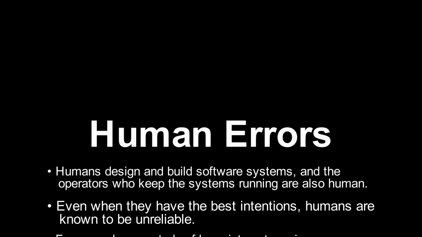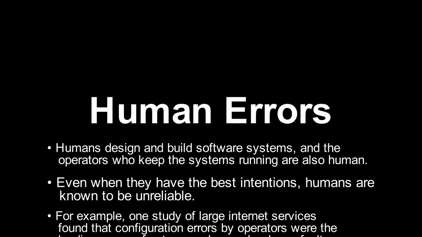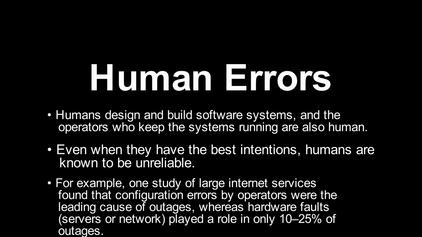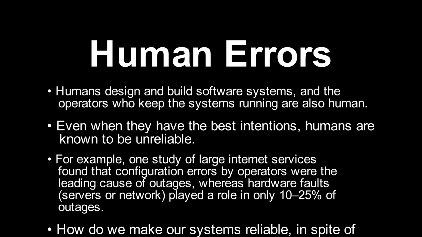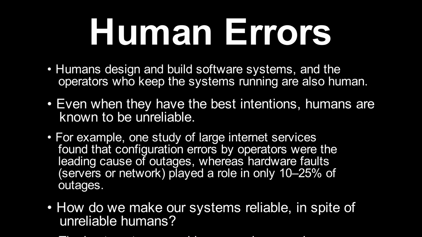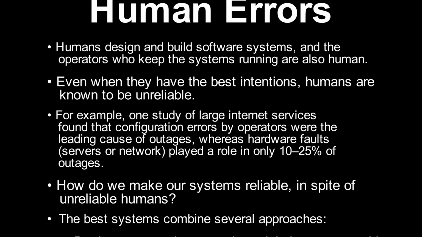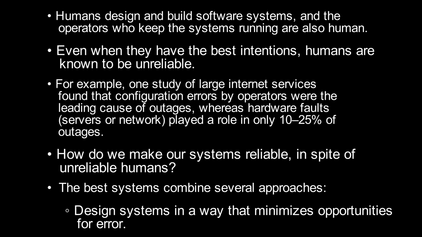Humans design and build software systems, and the operators who keep the systems running are also human. Even when they have the best intentions, humans are known to be unreliable. For example, one study of large internet services found that configuration errors by operators were the leading cause of outages, whereas hardware faults, servers, or network played a role in only 10-25% of outages. How do we make our systems reliable, in spite of unreliable humans?